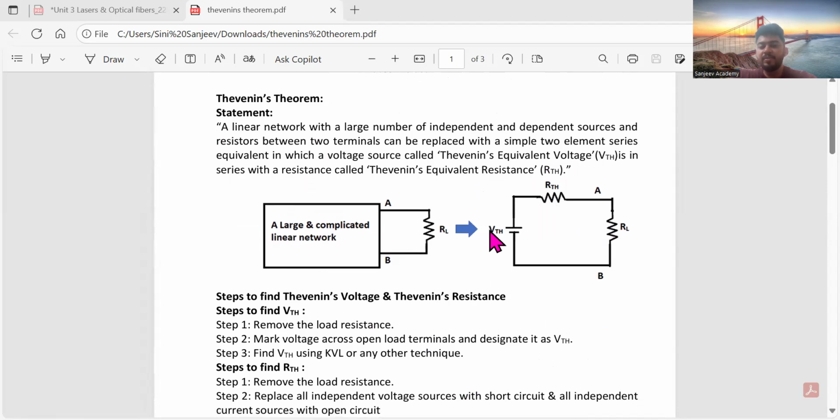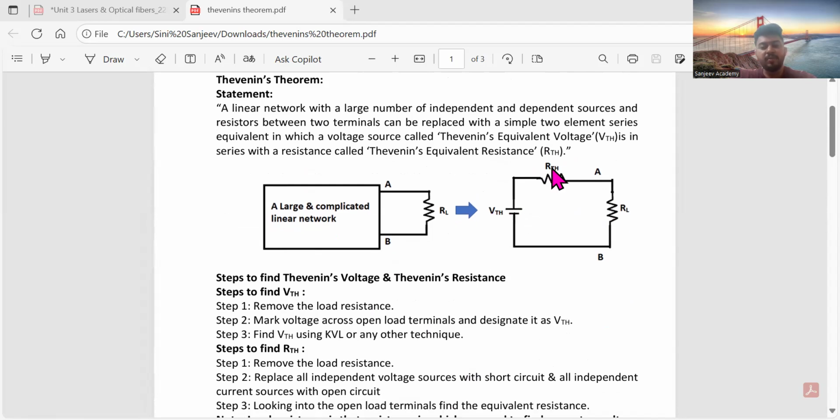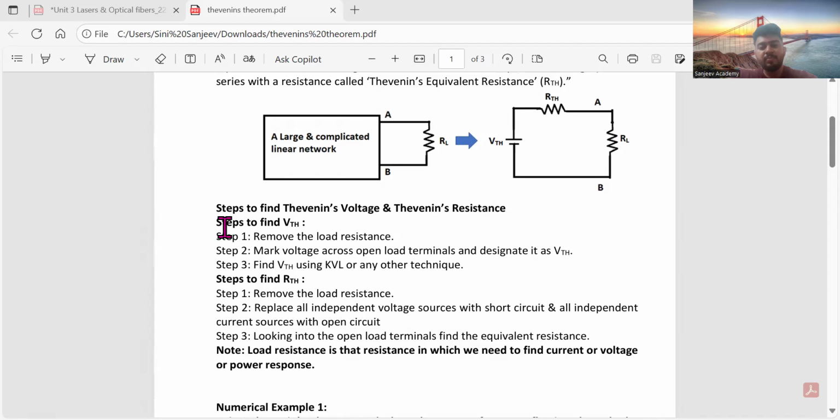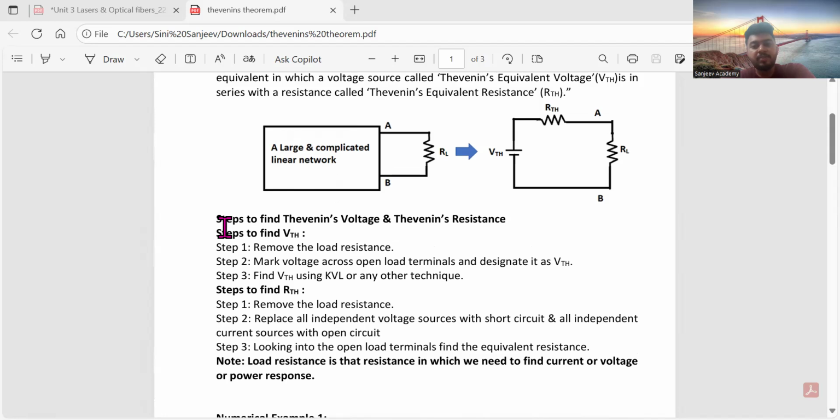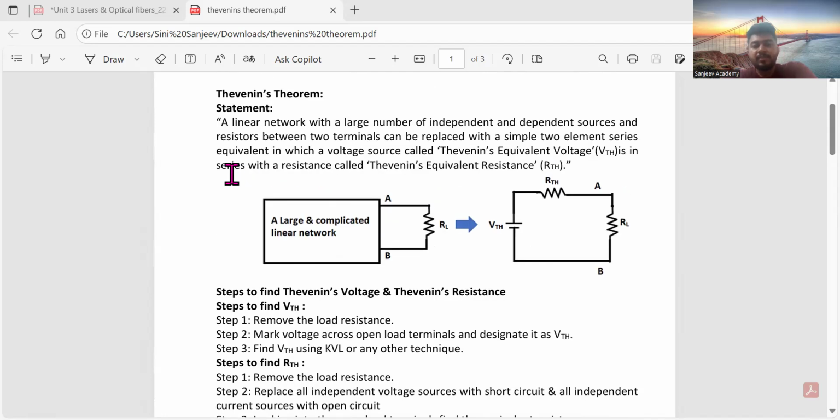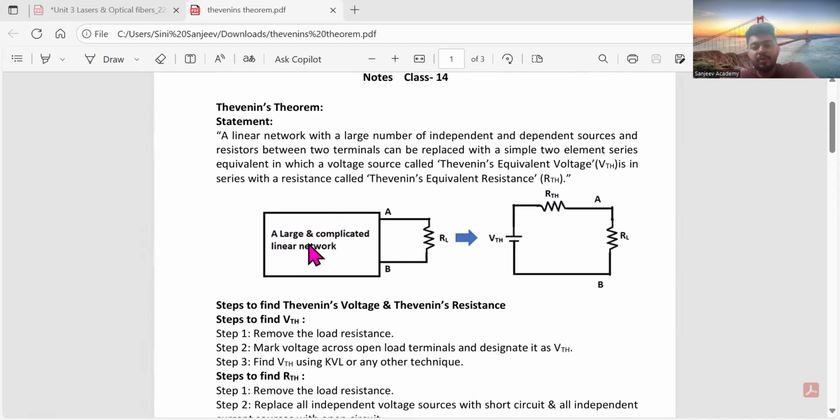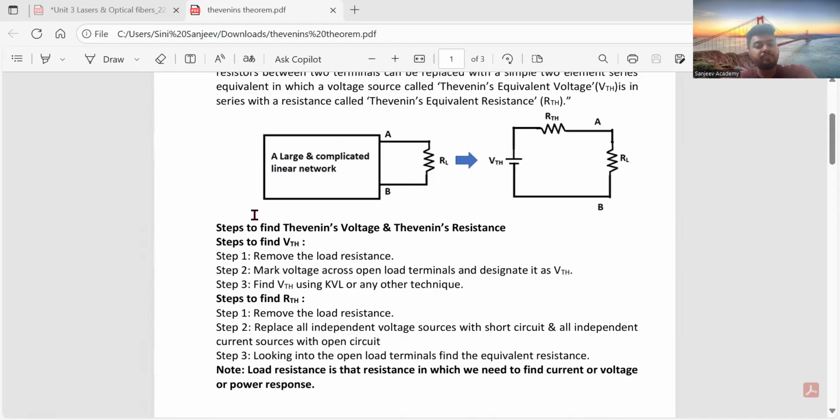You can find here VTH, right? Correct. So we have to find VTH, that is Thevenin's voltage, and RTH is Thevenin's resistance. So first thing is what? To find the steps. Very, very important. Sometimes they will ask you what is the Thevenin's theorem, but I hope you understood what it is. In the examination, we have to write it as it is, then we will get the full marks.